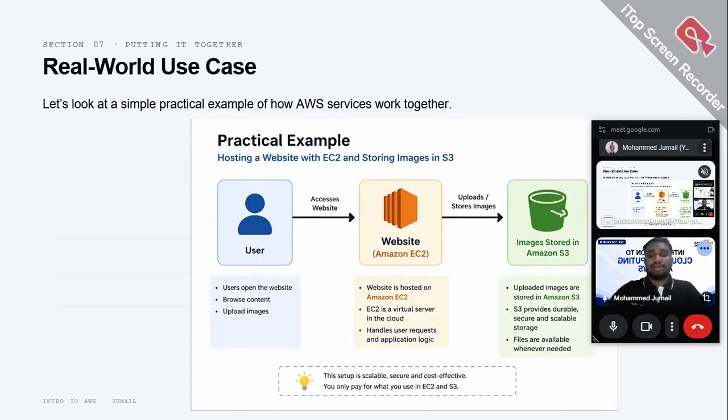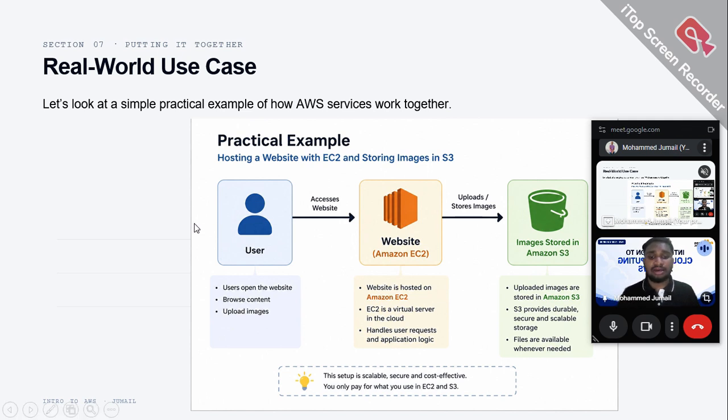Next slide is a real world practical example. Let's see a simple practical example of how AWS services work together. Here, the user first accesses the website through the internet. This website is hosted on Amazon EC2, which is a virtual server in the cloud. EC2 handles the website requests and application processing.